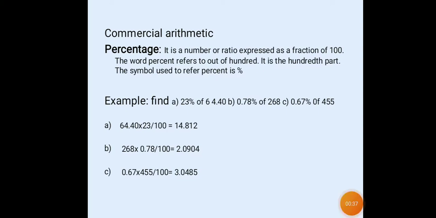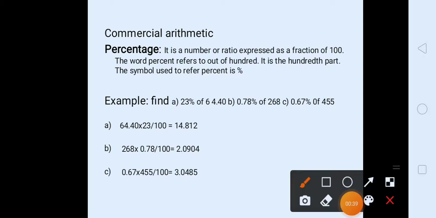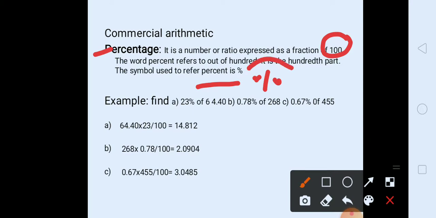So, commercial arithmetic. First one, percentage. It is a number or ratio expressed as a fraction of 100. The word percentage refers to out of 100, it is the 100th part. This is the symbol of percentage, okay.